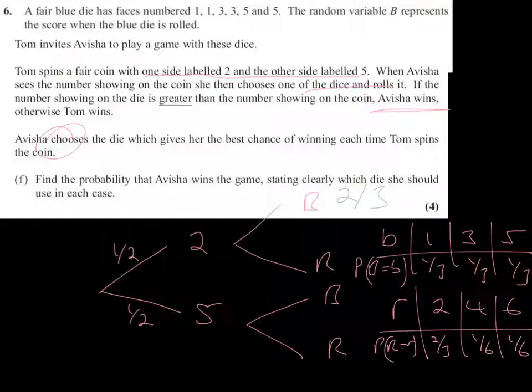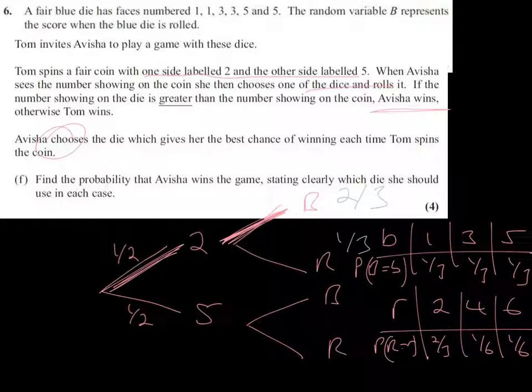So the probability of her winning if she chooses the blue will therefore be 2/3. If she chose the red dice, the probability of her winning, well, it could be either of these, but if we add a 6 and a 6, we're only going to get 1/3, which is a lower probability. And we know that in each game, she would choose the dice which gives her the best chance of winning. So we're going to be interested in this route here. So if the coin is a 2, she is going to choose the blue dice.